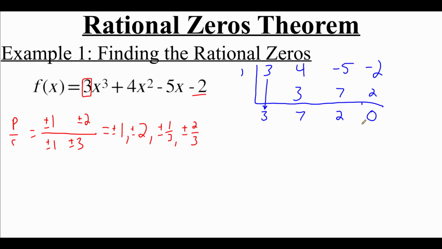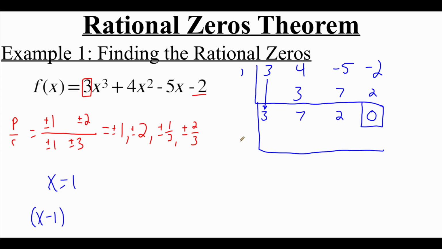Now remember, getting 0 as a remainder is a good thing, because that means that the number you were dividing by is a 0 of the function. So we know that x equals 1 is a 0 of this function. And because x equals 1 is a 0, that means that x minus 1 would be a factor of the polynomial. Now I want to test out some more values. So I'm just going to continue off of this, and do another round of synthetic division.